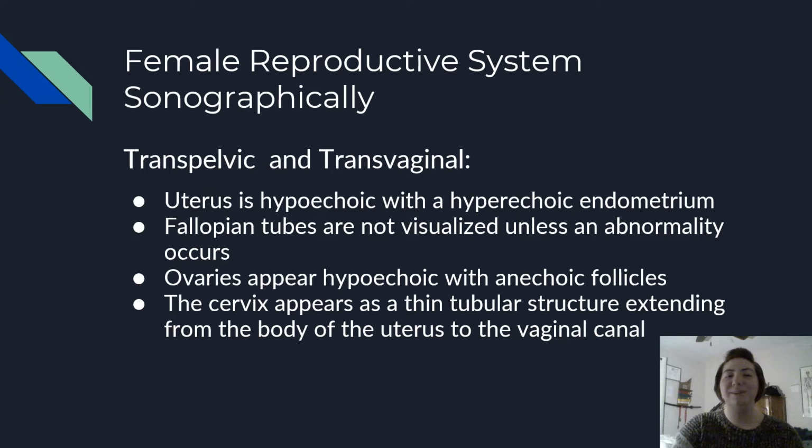The female reproductive system includes the uterus, fallopian tubes, ovaries, and cervix. Sonographically, the uterus is hypoechoic with a hyperechoic endometrium. The fallopian tubes are not visualized unless an abnormality occurs. The ovaries appear hypoechoic with anechoic follicles. The cervix appears as a thin tubular structure extending from the body of the uterus to the vaginal canal.